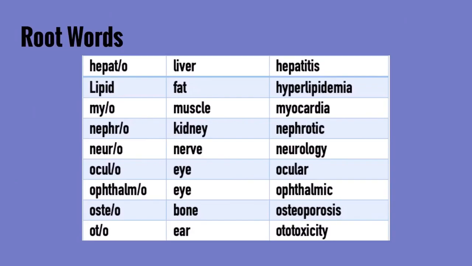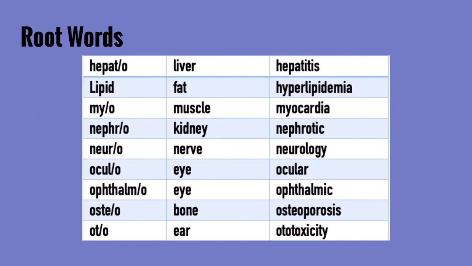Hepato is liver, so hepatitis. Lipid is going to be anything involving the fats, so hyperlipidemia is an example. Myo is typically with muscles, so myocardial would be the muscle around the heart. That's combining two of our root words. It's a great example. Nephro involves the kidneys, so nephrotic. Neuro involves the nerves, like neurology.